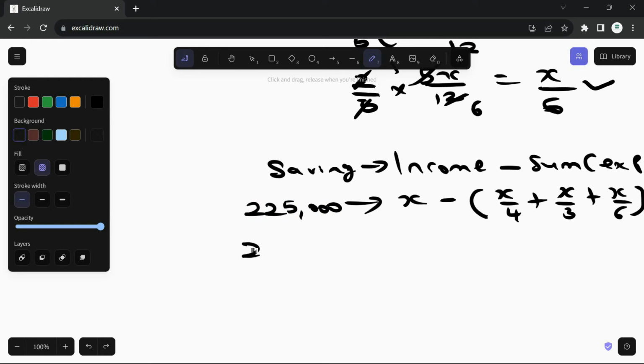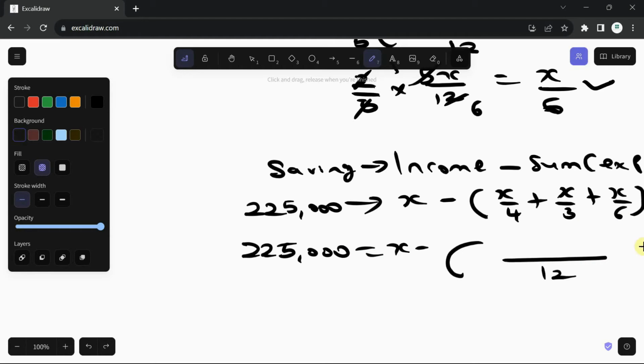So that means 225,000 is equal to x minus, so let's find the LCM. The LCM of 4, 3, and 6 is 12. I'm not focusing on the LCM calculation because we've done LCM before, so I believe we already know how to find it. 12 divided by 4 is 3, 3 times x is 3x. Plus 12 divided by 3 is 4, 4 times x is 4x. Plus 12 divided by 6 is 2, 2 times x is 2x. Alright, so let's simplify further.